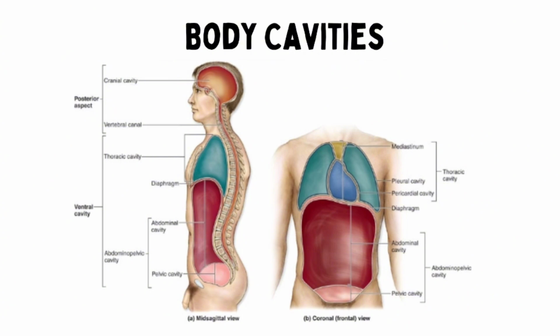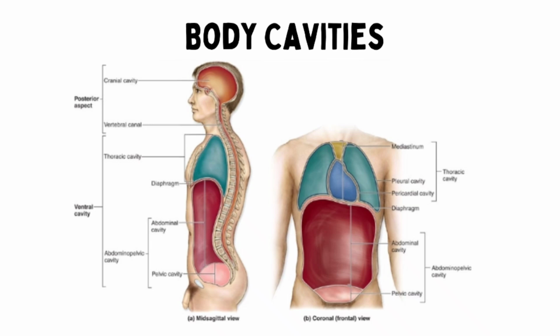Body cavities are those spaces where the organs are located. We have several cavities in our body. For example, the cranial cavity is where the brain is located. In the thoracic cavity, we have the ribs, chest muscles, and the sternum. Within this cavity, there are smaller cavities that contain the heart and the lungs.